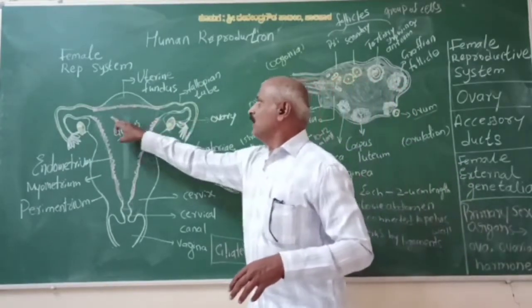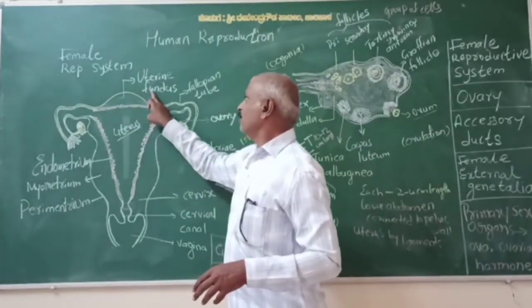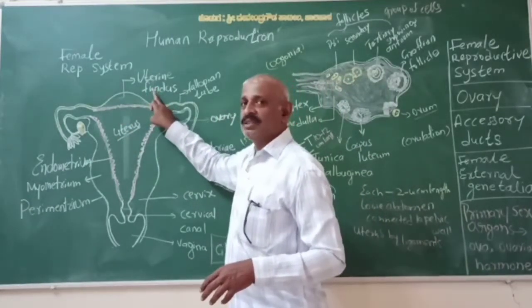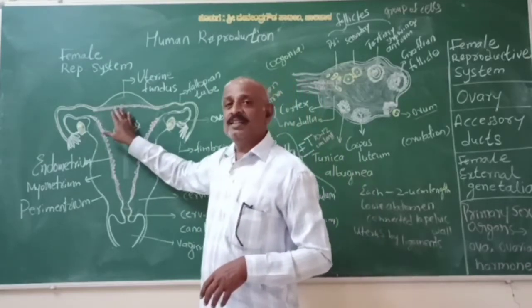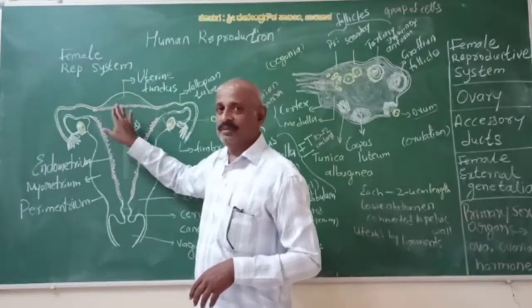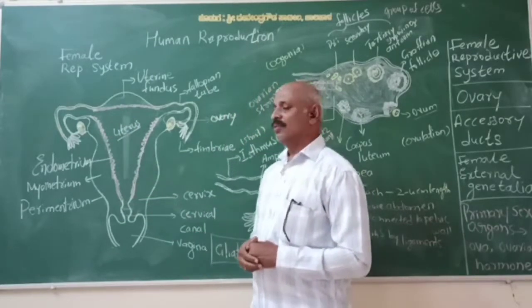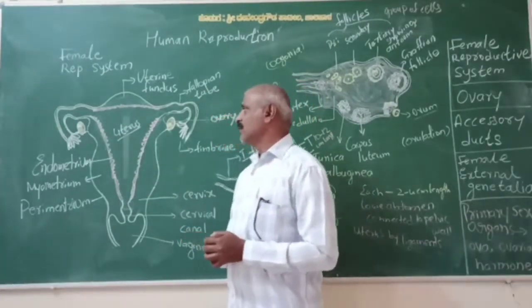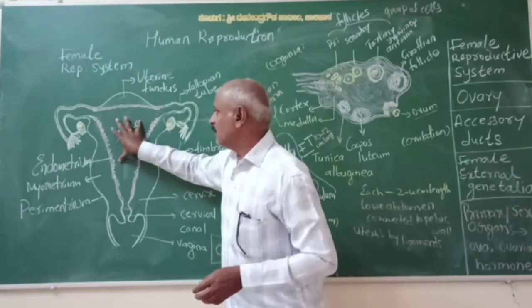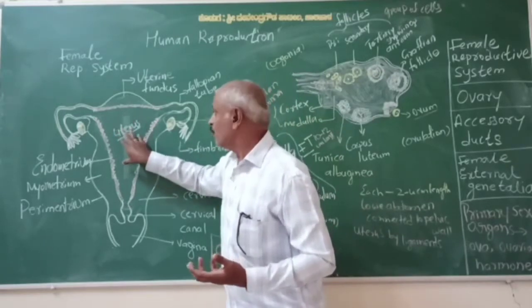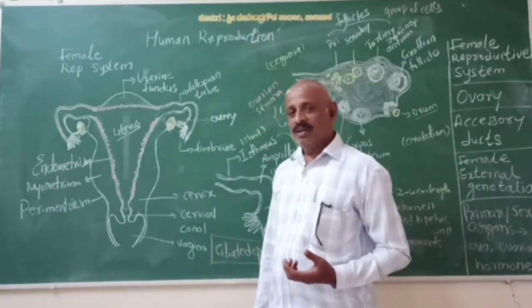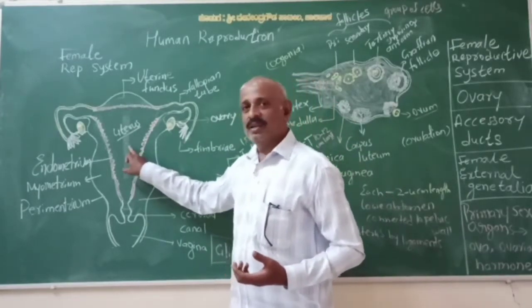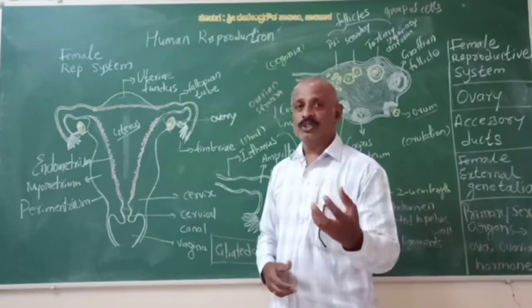And here the dome shaped structure you are observing is called the uterine fundus. Usually the fertilized egg is implanted here. Afterwards, you will observe the uterine cavity, or we can say it is the uterus. We call it the uterus, garbhashaya in Kannada.